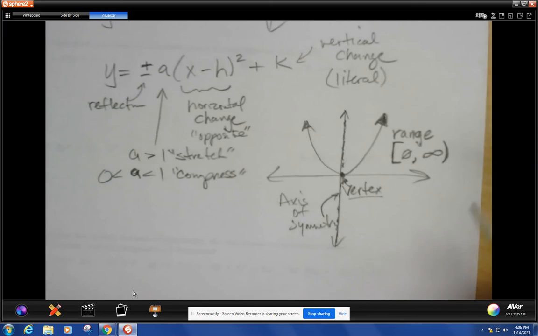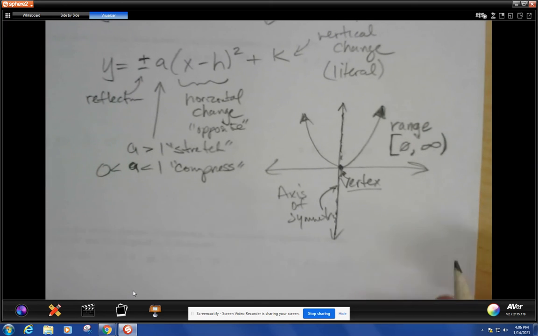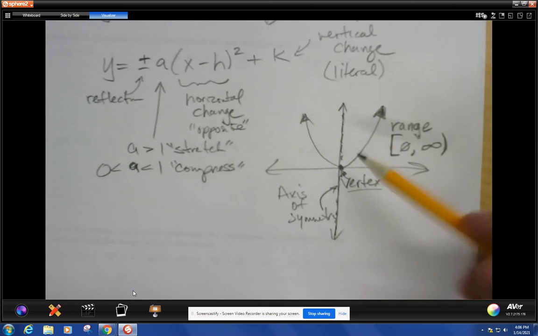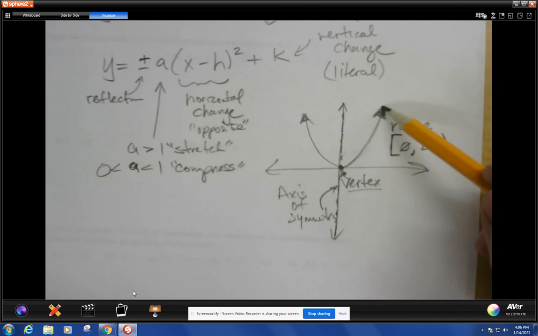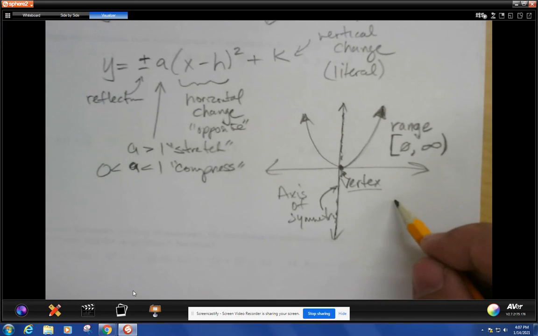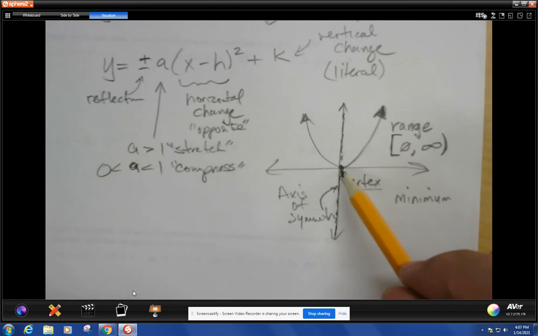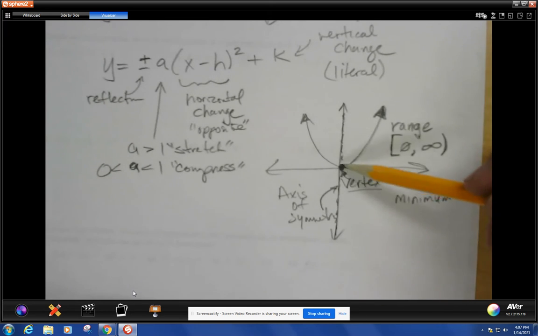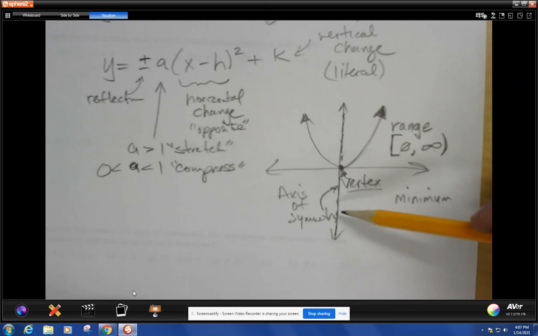Let's talk about one more concept, which is basically whether this graph has a minimum or a maximum. Well, again, if you think about it, it goes this way through infinity, so it doesn't really have a maximum, but it does, in fact, have a minimum. And where is that minimum? Well, let's think about the y-axis, because if we're talking about minimum or maximum, we're always talking about where it is up and down, okay?